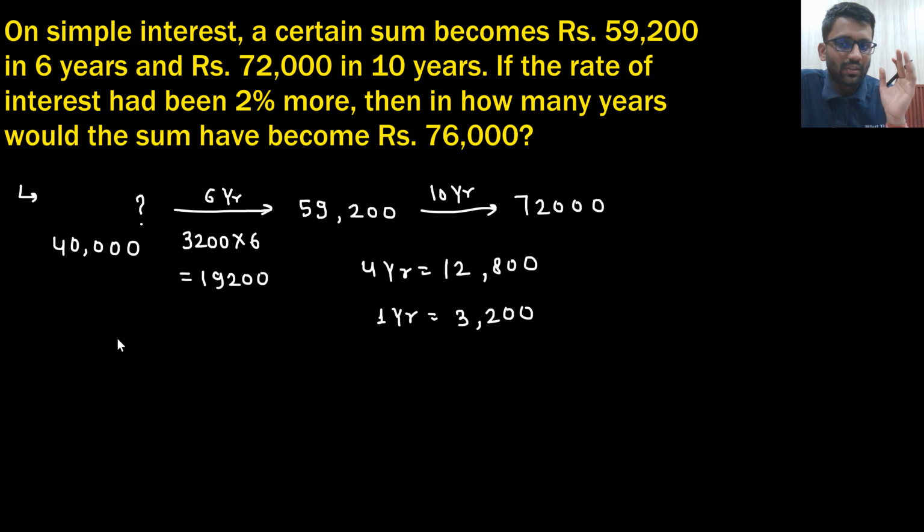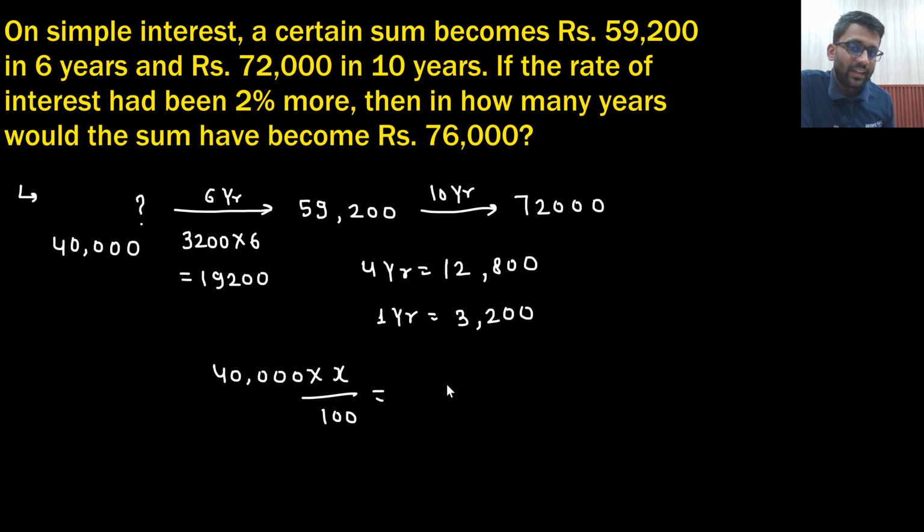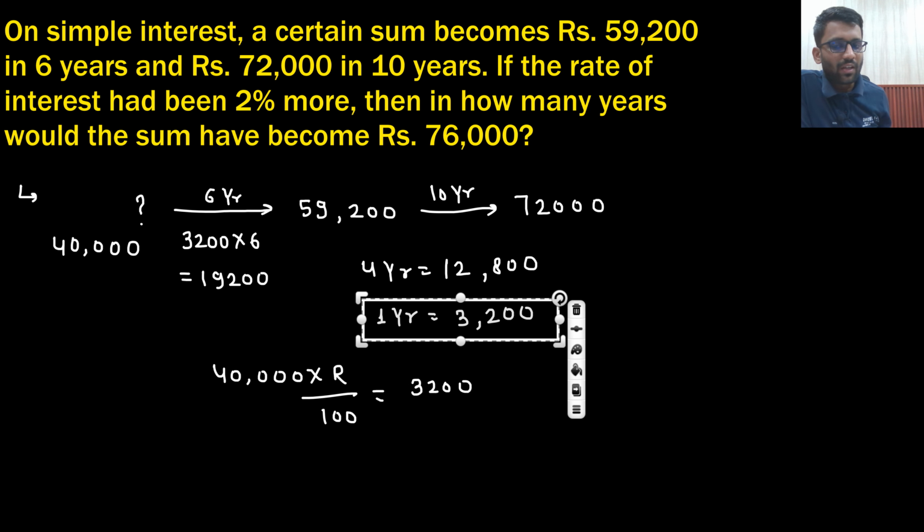Then it became 72,000. Now, what was the interest rate here? The interest rate was some x percent of 40,000, right? Let's just say your interest rate was r percent. So r percent of 40,000 is equal to 3,200, because this is the extra money you are taking from me each year. That means r percent of 40,000 is 3,200.